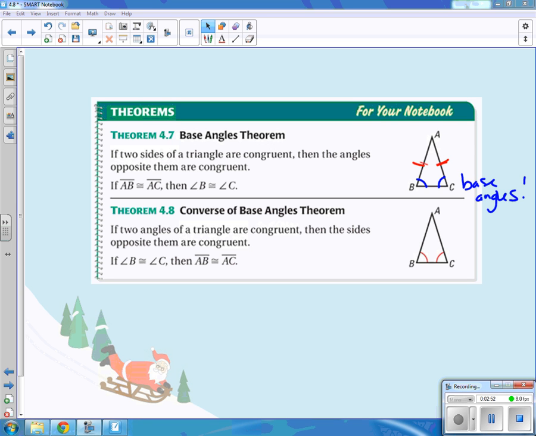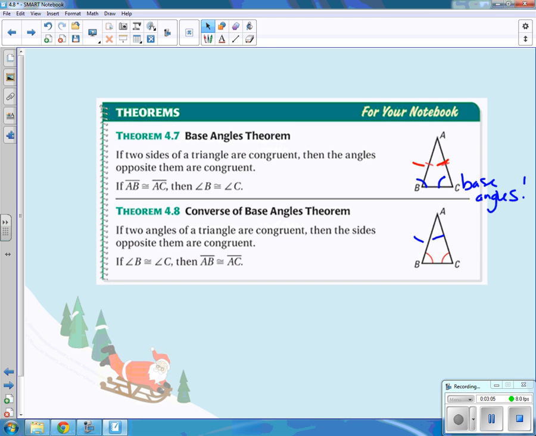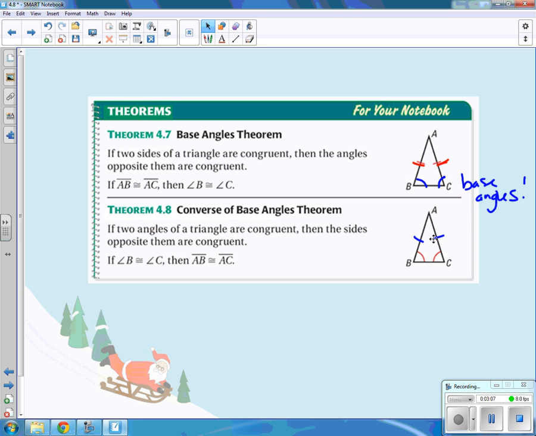So if we look at the opposite sides, the side opposite of angle B would be side AC, and the side opposite of angle C would be side AB. So we know that those two sides would be congruent. Oops, sorry, just fix that up a little bit there. All right, so these two theorems are pretty much telling us the same thing. If we know we have either two sides or two angles congruent in a triangle, we can get the opposite pair also.